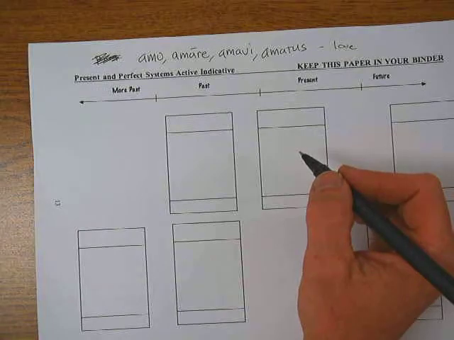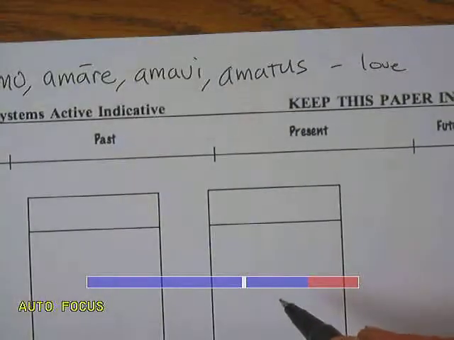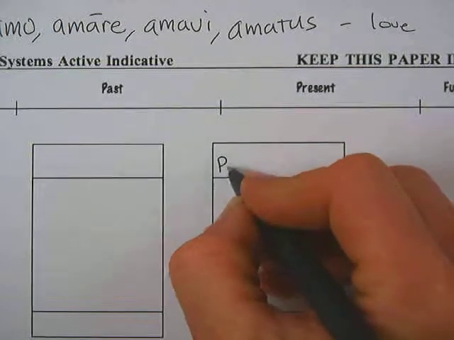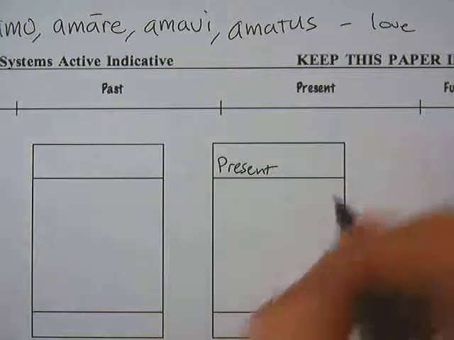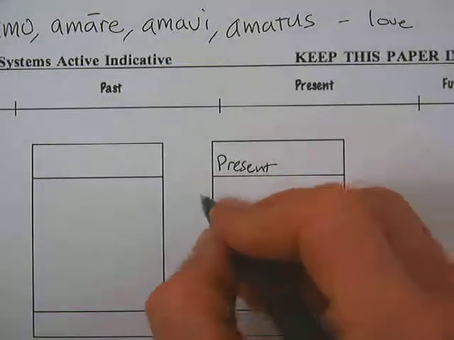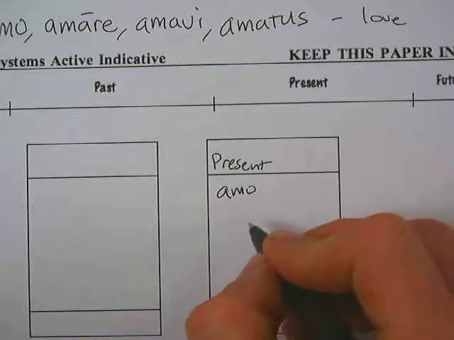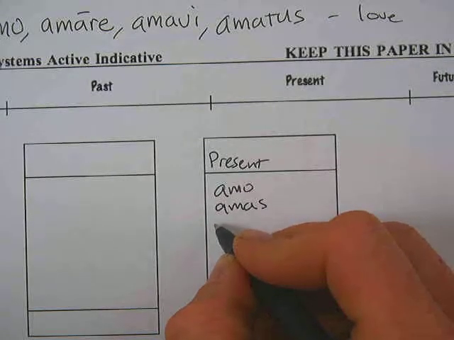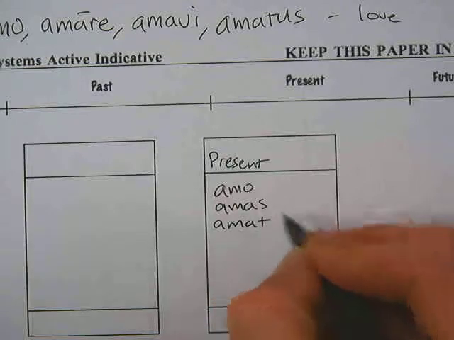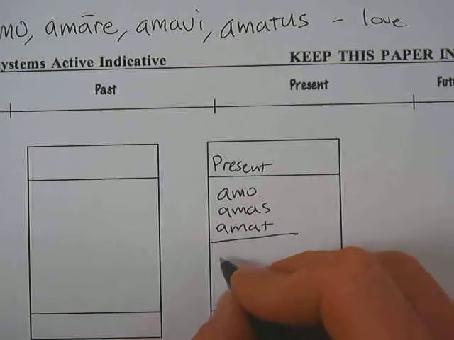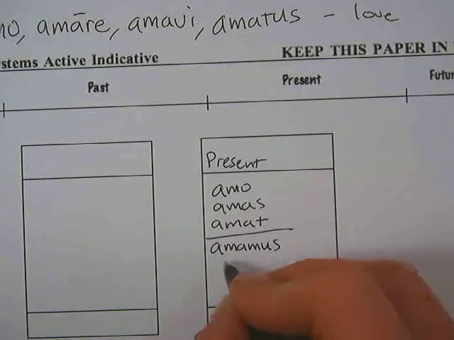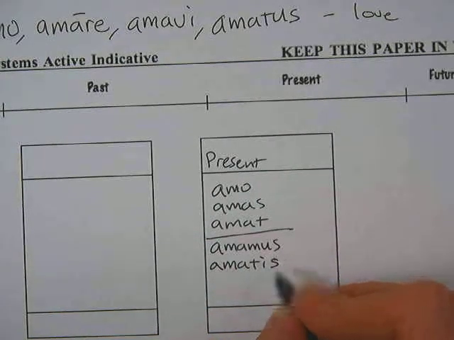The first one we looked at was present tense. I'll go ahead and zoom in a little bit so you can see better. This is present. To show present tense, we use the present tense. And you'd say ego amo, I love. Tu amas, you love. Is, ea amat, he or she loves. Nos amamus, we love. Vos amatis, you all love.